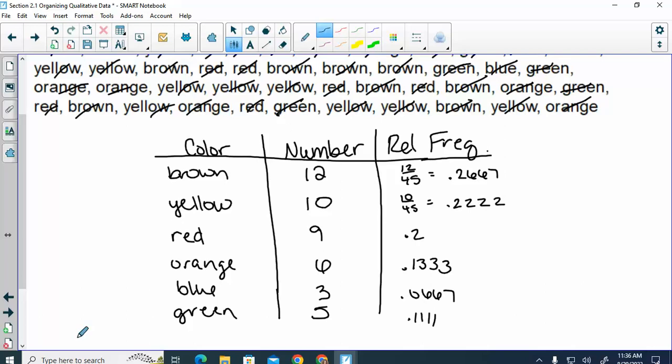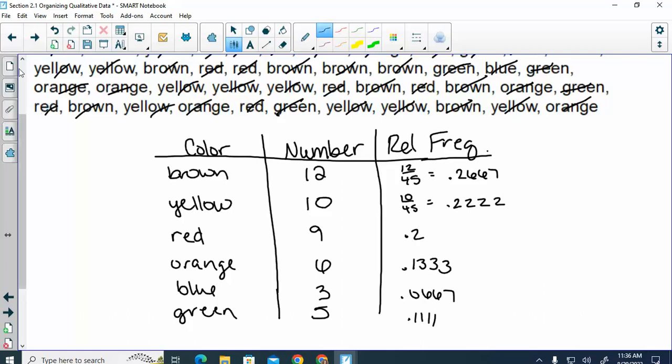It is possible that it would not be exactly 1. How could that happen? Rounding. We rounded a lot of these numbers. So if you got something like 1.001 or 0.9999, that's close enough. The difference is just your rounding. All right. So we understand frequency and relative frequency? Okay.